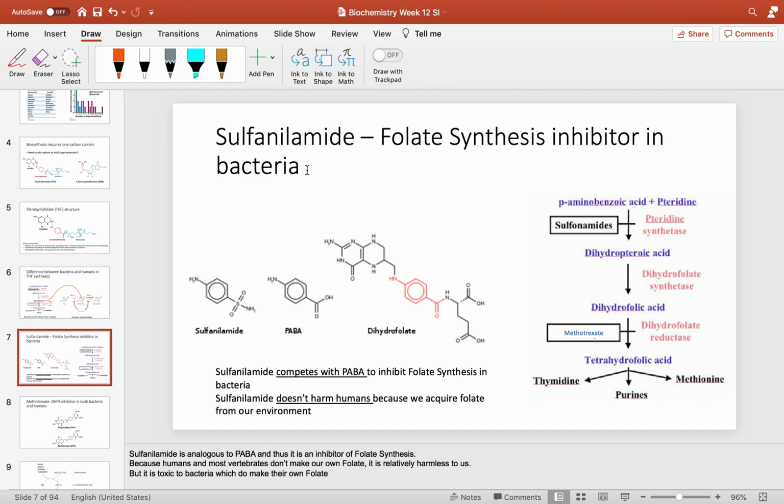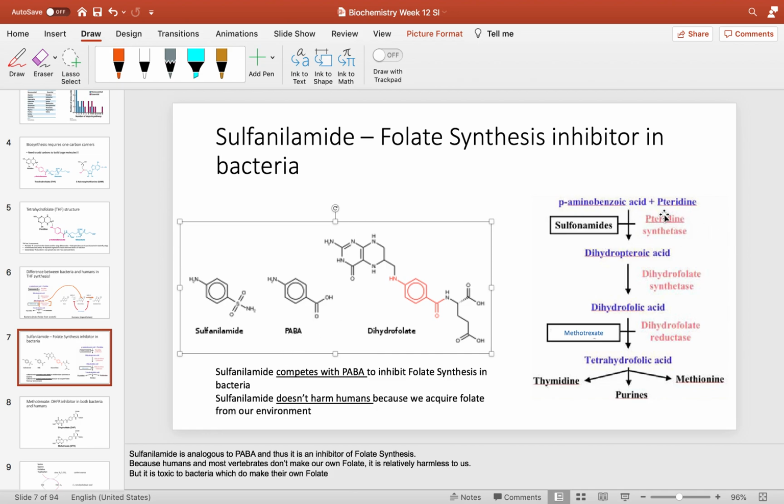Alright, so let's first take a quick look at the sulfonamides. So in this case, we see here that this is the PABA ring that was part of the dihydrofolate, right? So this red part over here is the PABA, and a sulfonamide looks like this. So we see it has this conserved benzene ring, it has the amino group, and paired to it, instead of a carboxylic acid, it has some sulfur acid conjugated to it.